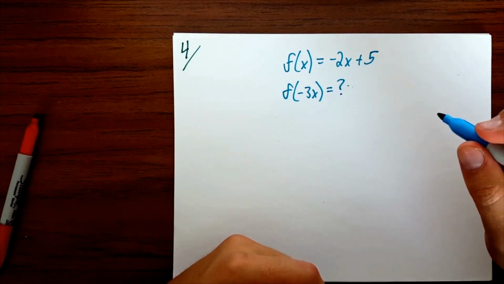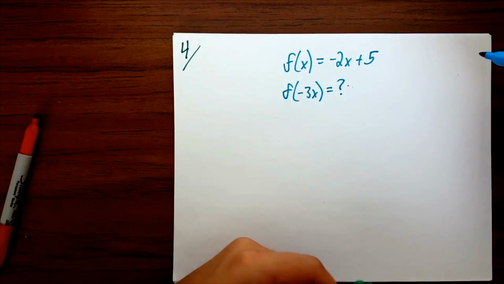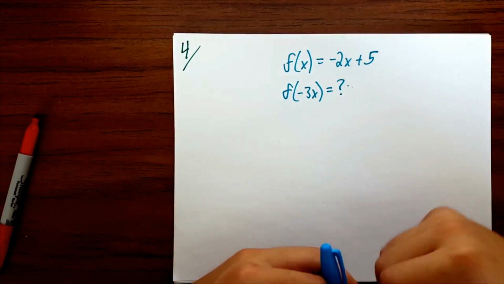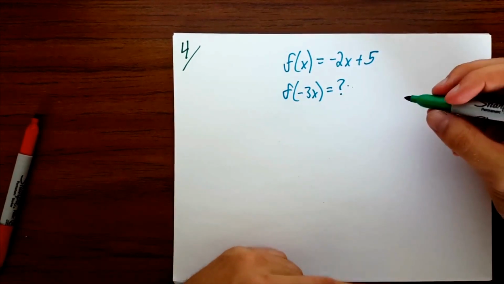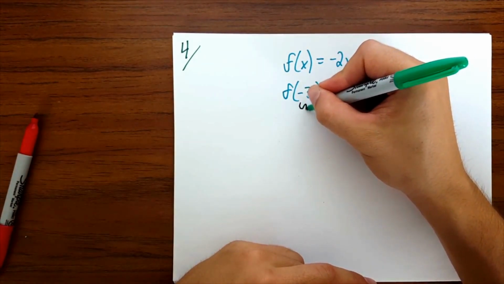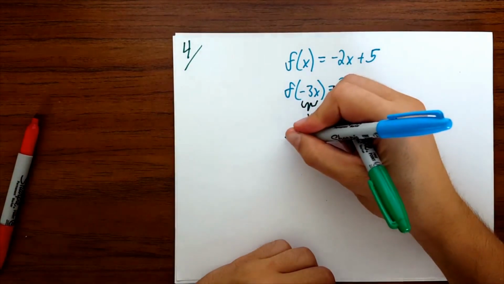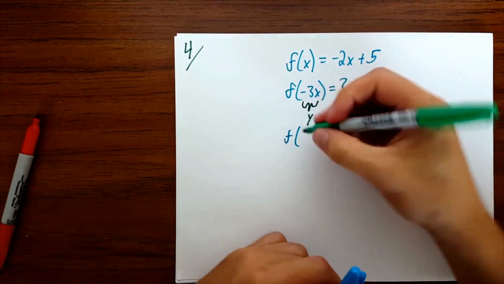So this is a little bit confusing, and SAT loves to do this. Standardized tests love to try and confuse you. What you're going to want to do is think of this as just another variable. Call this y. Now it's asking you, what is f of y?